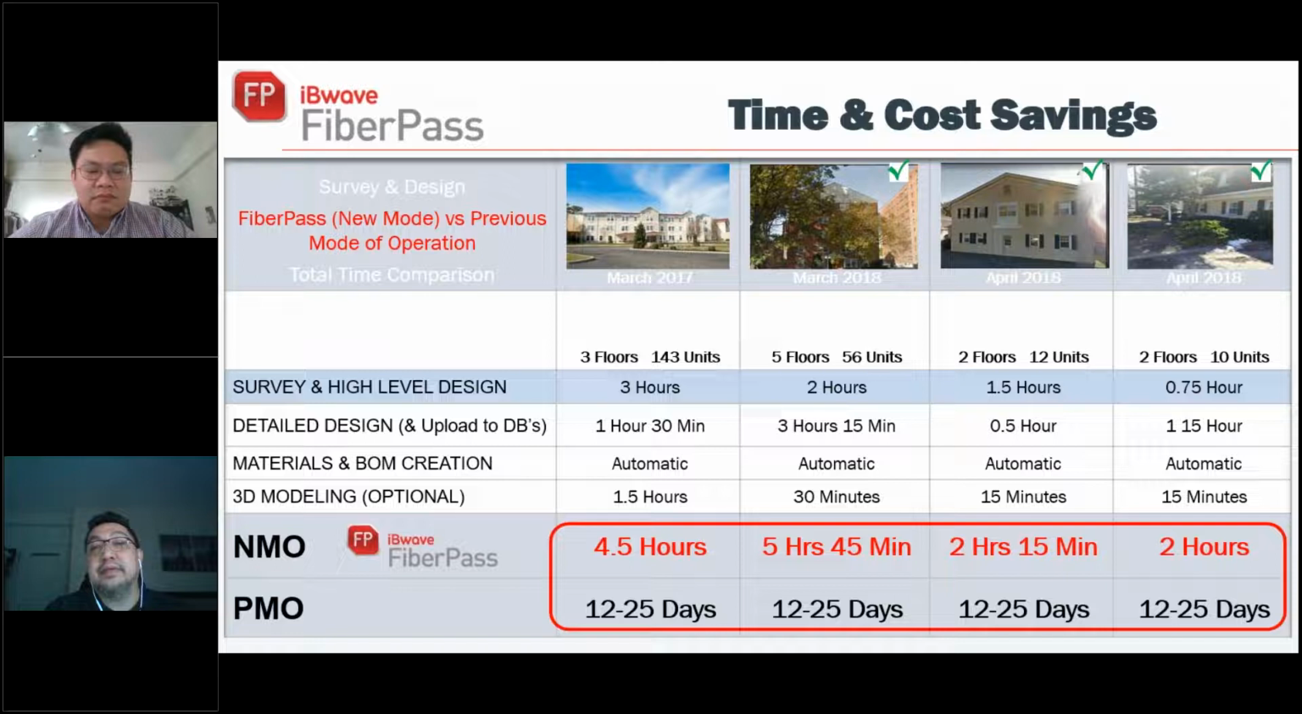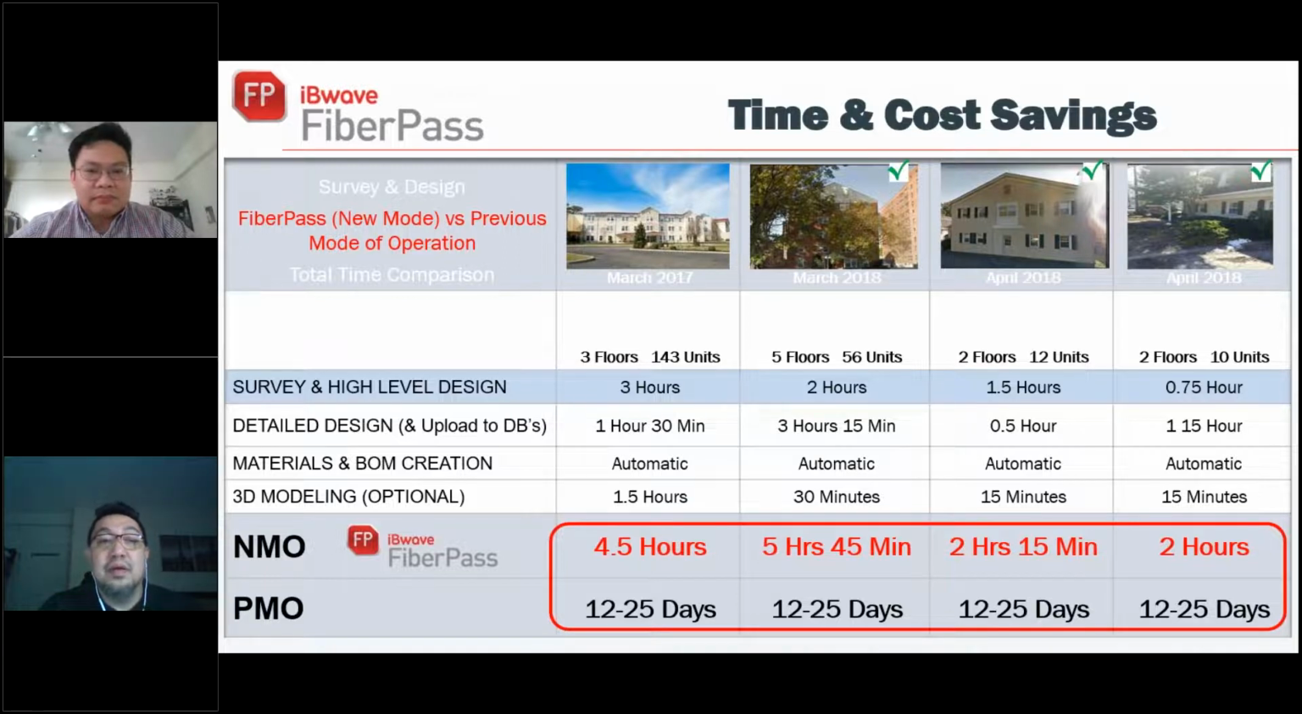What if your designer is also together with you using his laptop? It will be much faster. So the materials and bill of materials creation are all automated. You can have 3D modeling as an option. The 3D modeling would not only be viewed by you, by the mobile network operator or by the FTTH service provider who has a copy of the license, but like what Justin has mentioned, they can all download the free iBwave viewer and they can view the project in detail also in 3D.